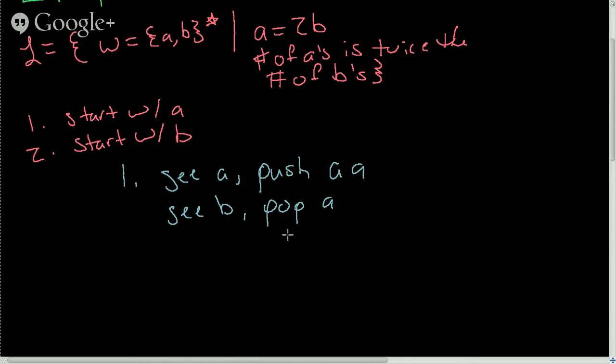Okay, and then our second case here will be if we start with B's, and we're going to go back and forth between these cases throughout the automata itself, and I'll show you how that's going to work. So if I see a B, I need to push something, and I need to make sure that I have twice as many B's as I have A's. So I'm going to push one B. Let me see.